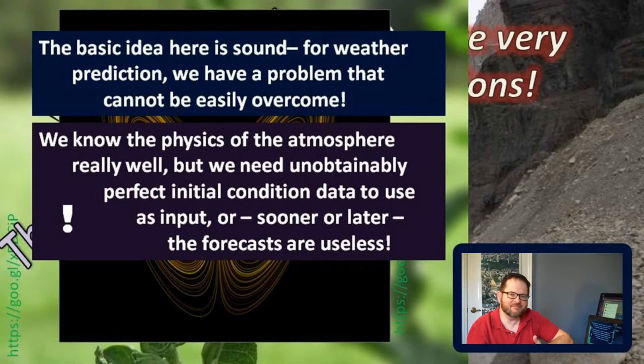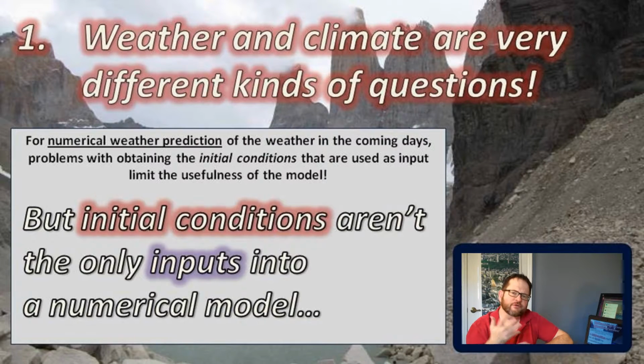The basic idea here is sound. In weather prediction we have a problem that really cannot be easily overcome: we know the physics of the atmosphere really well, but you have to have basically perfect initial conditions to feed to the model as input if you're going to have a forecast that's worth something. And that's unobtainable. There is no way to get sufficiently perfect initial conditions. So for numerical weather prediction, the problem in the first couple of days is obtaining initial conditions that are effectively perfect. But the initial conditions are not the only kind of input that goes into a model.